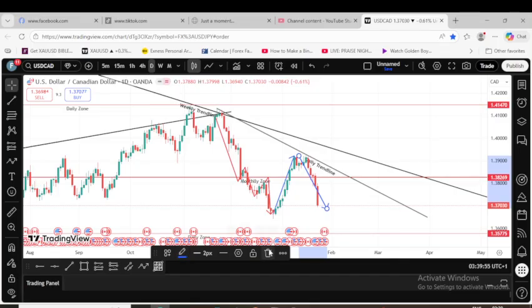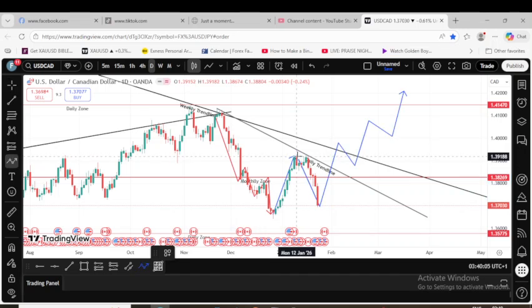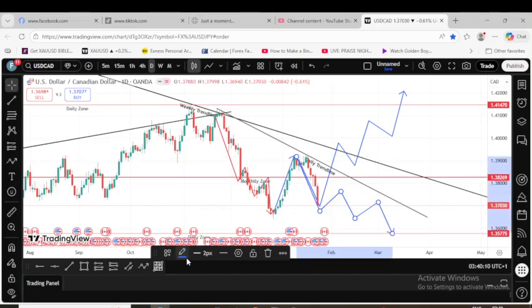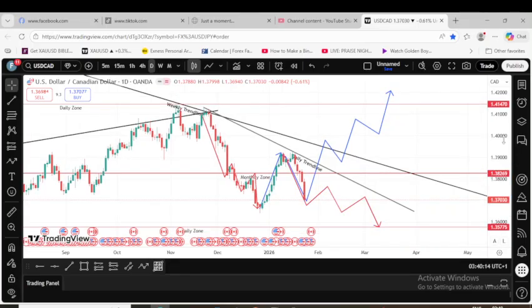So whether price is going like this with the intention of continuing to rise, or if price is going like this with the intention to continue to fall, at this point in time, at this current price action, I actually cannot tell.